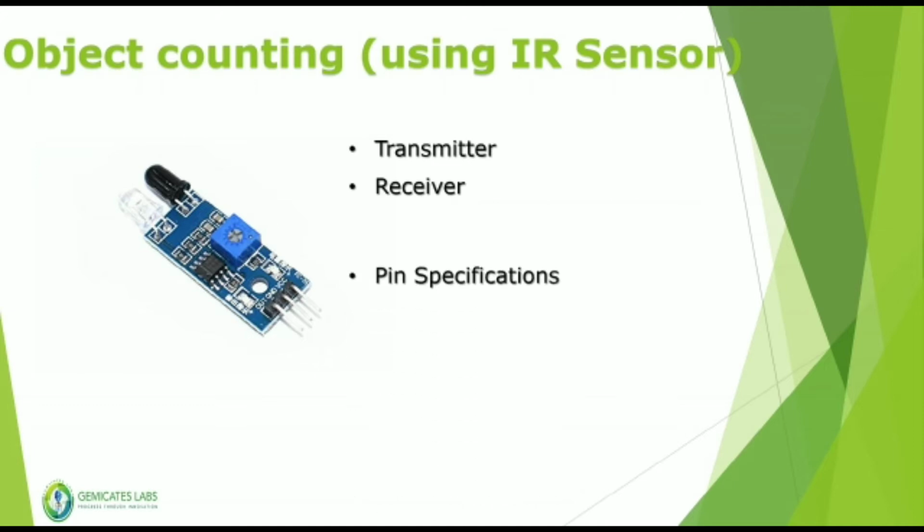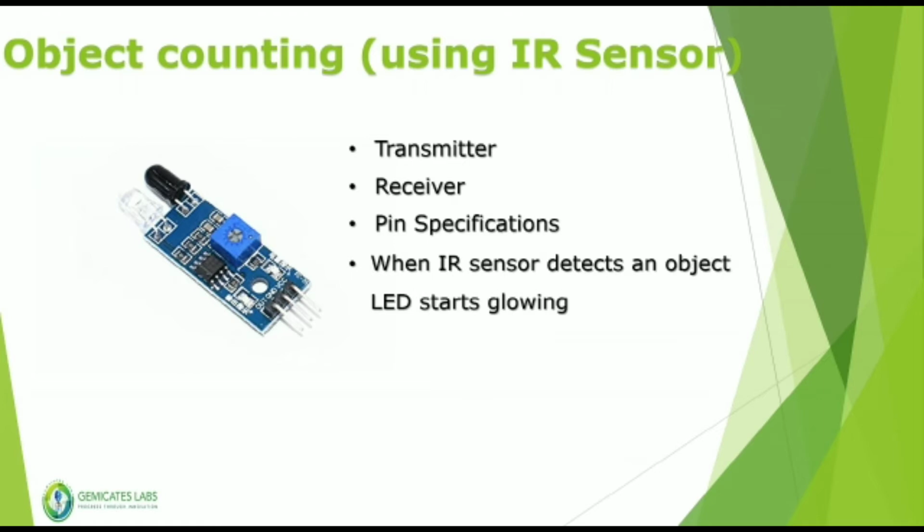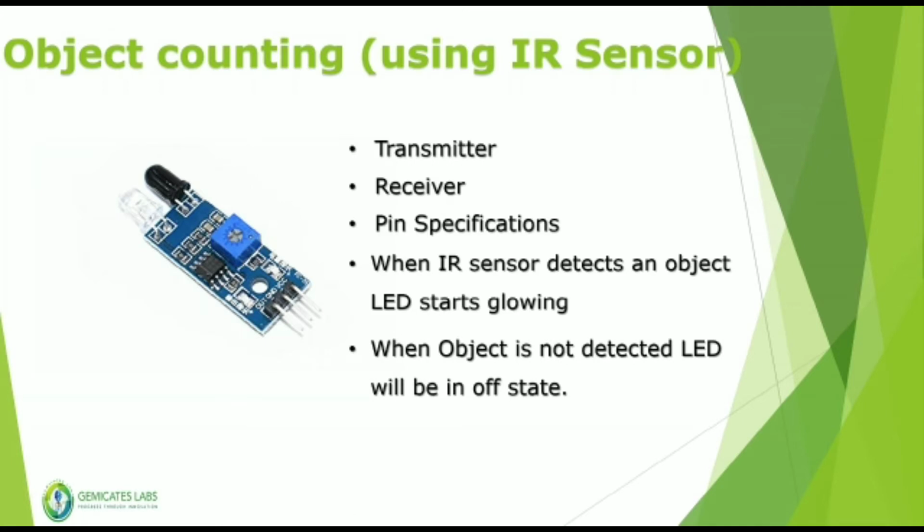Coming to pin specifications, IR sensor consists of 3 pins: GND, VCC and OUT. GND pin is connected to ground, VCC pin is used to provide power supply, and OUT pin is connected to microcontroller. Coming to working of object counting, when IR sensor detects an object, LED starts glowing and starts incrementing the count. If object is not detected, the LED stops glowing and the count value won't be incremented.